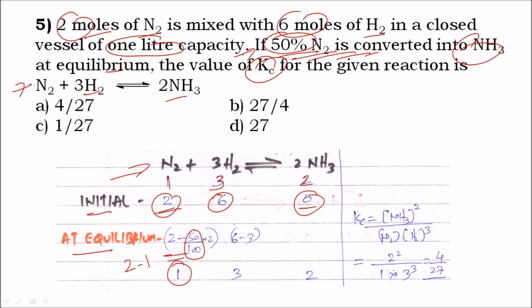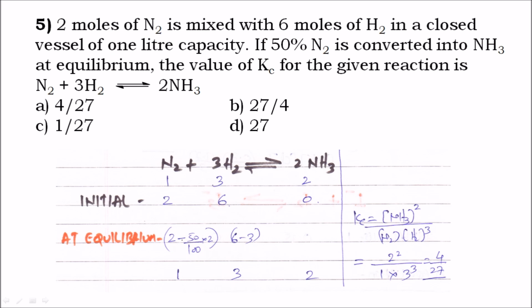Now just see about hydrogen here. If we take 1 mole, just see the ratio now. In this case we got 1 mole of N2, then 3 moles of H2, and 3 moles of H2 gives 2 moles of ammonia. Right, now this is clear. Now 2 minus 50% of 2, that is 1. So 2 minus 1, you can take it as 1 mole.